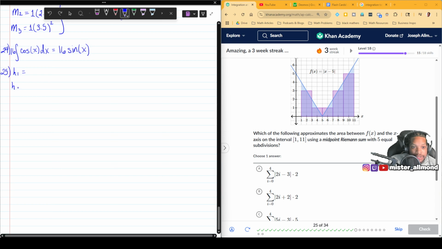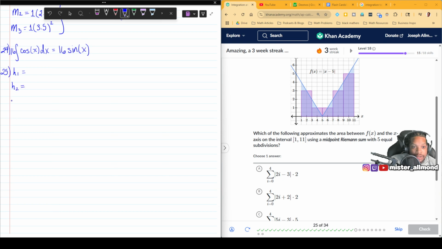Yeah, Khan Academy is super helpful. Okay, so if I were to use this function to find my first height using a midpoint Riemann sum, it would be 2 minus absolute value of 2 minus 5.